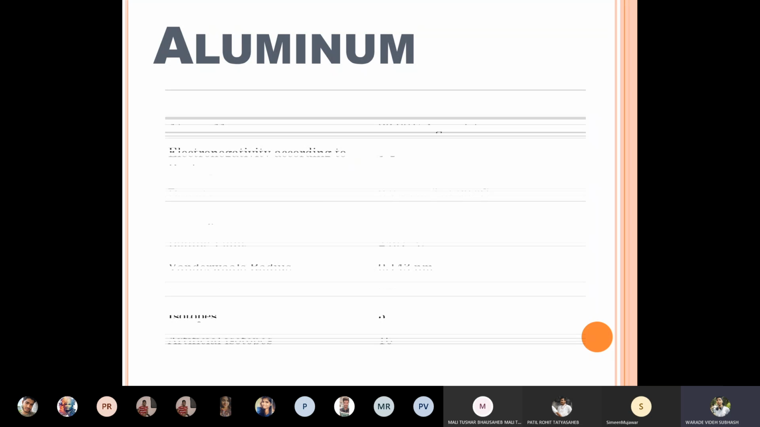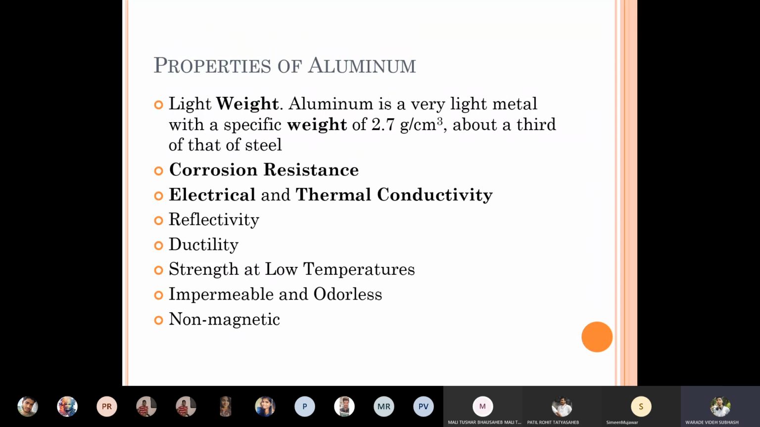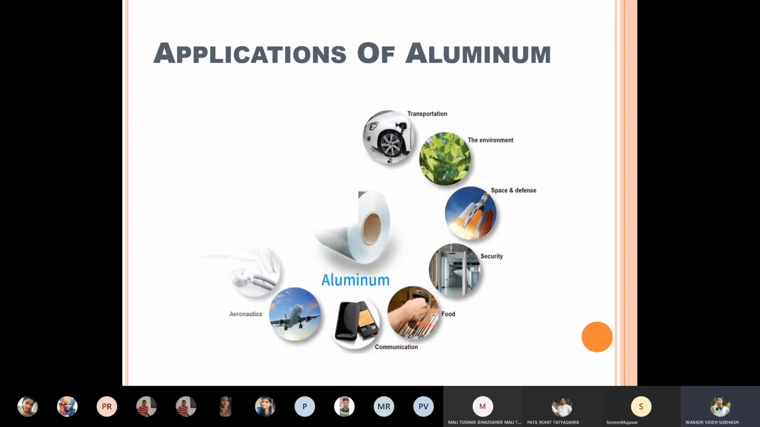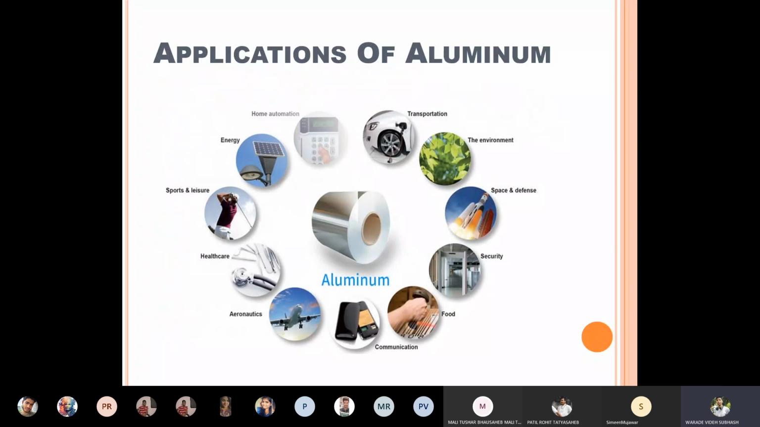Properties of aluminium are that it is light in weight, corrosion resistant, with electrical and thermal conductivity. Its reflectivity is the best, and it has ductility, strength at low temperature, and is non-magnetic and odorless. Applications of aluminium are home automation, energy, sport and leisure, healthcare, aeronautics, communications, food, security, space and defense, the environment and transportation, etc. Thank you.